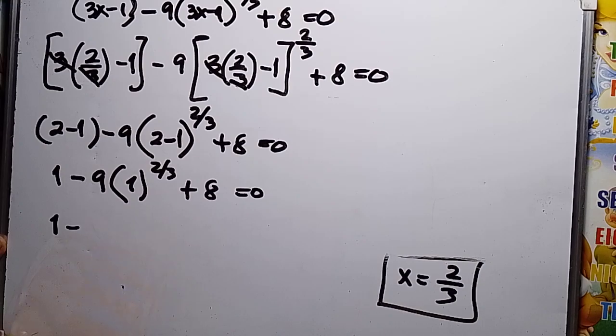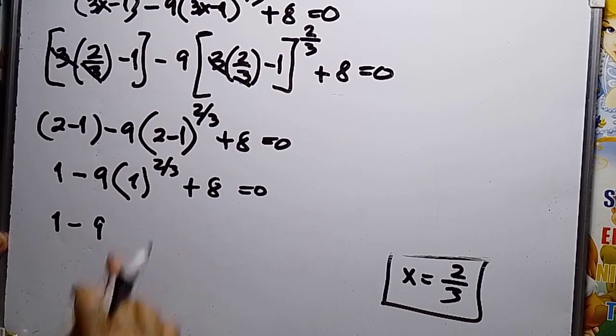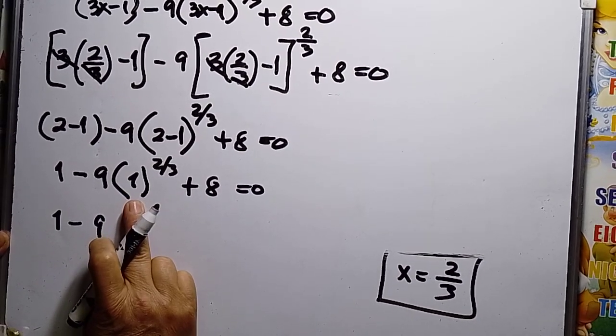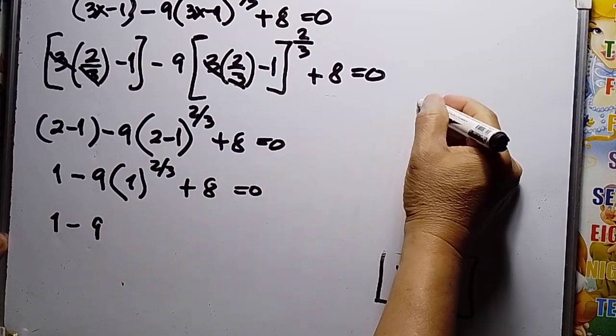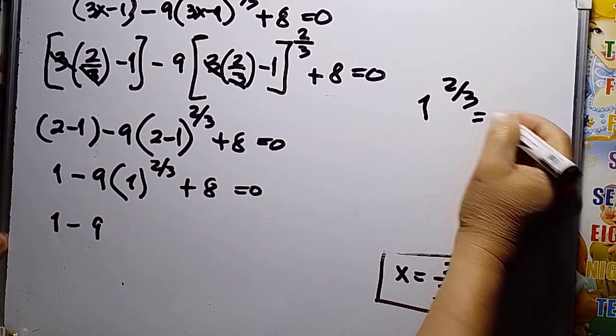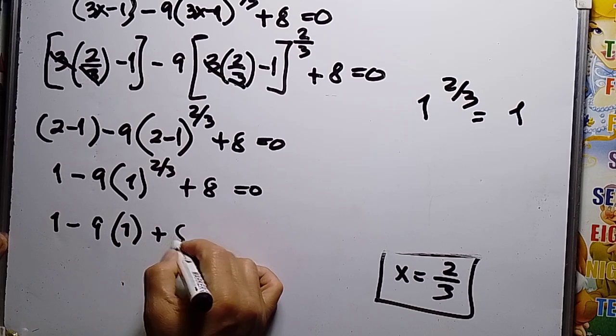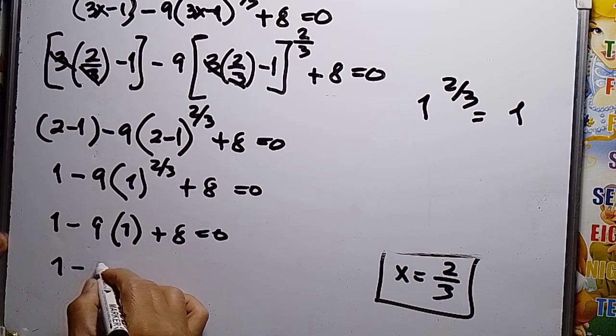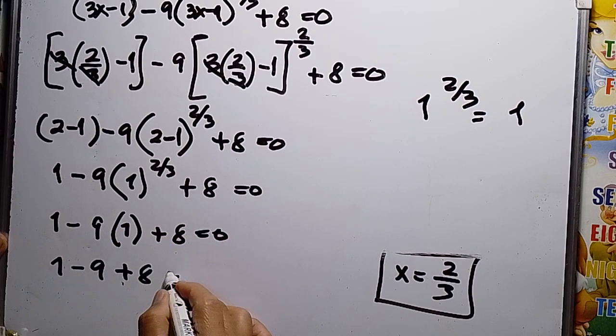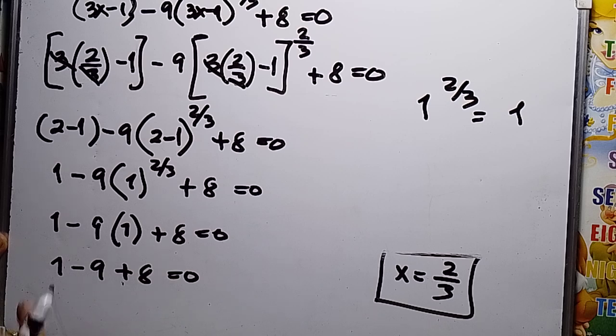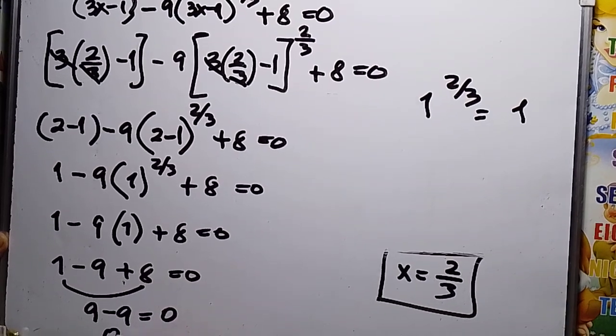So any base of 1 raised to the 2/3 power will be equal to positive 1. So this will be 1, then plus 8 is equal to 0. 1 minus 9 plus 8 is equal to 0. So this will be 1 plus 8, which is positive 9. Minus 9 is equal to 0. So therefore 0 equals 0.